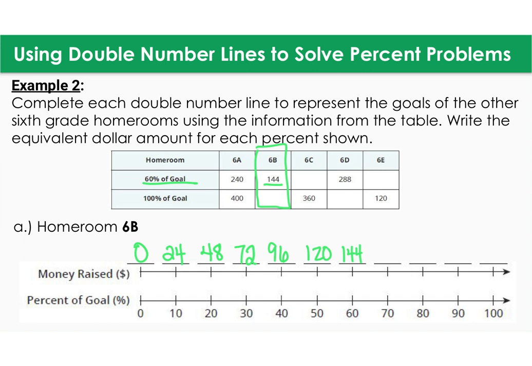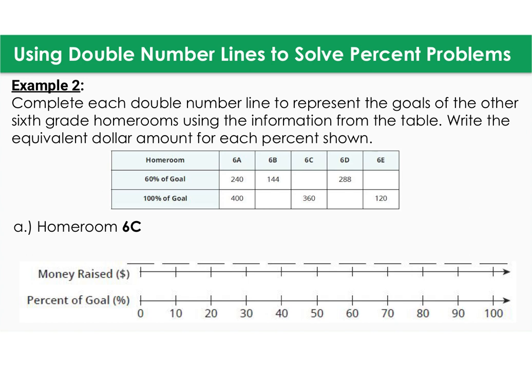And now I've got all that filled in. So how do I get from 50% to 100%? I can just double that. And then continue to go up by 10%. From the double number line, I can see that 100% would be 240.